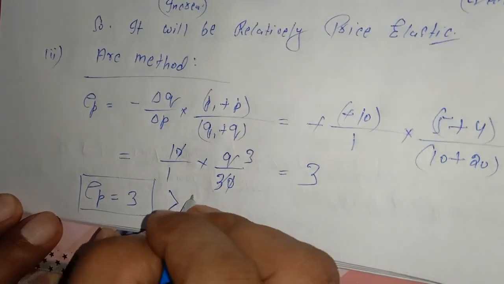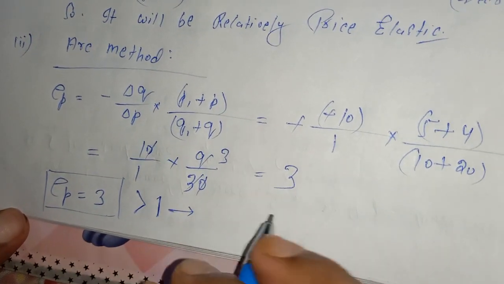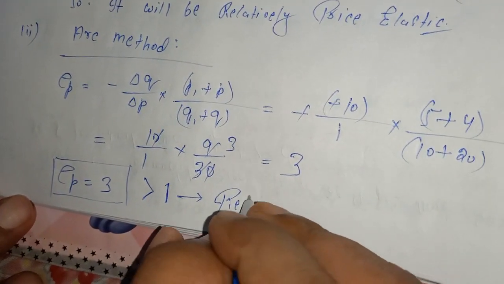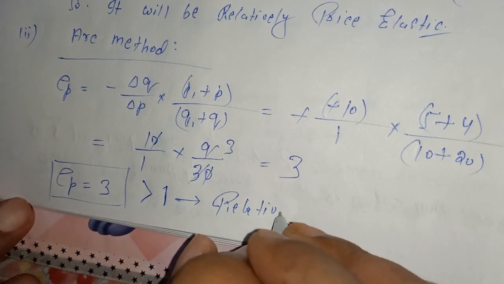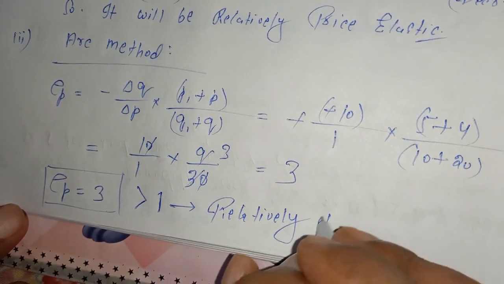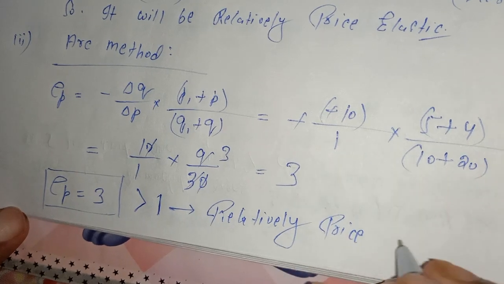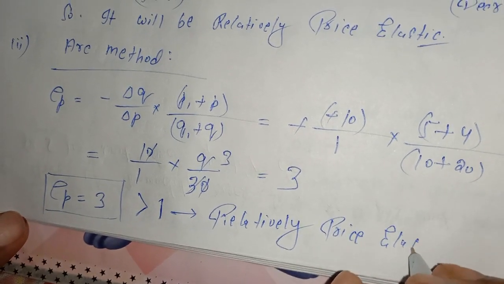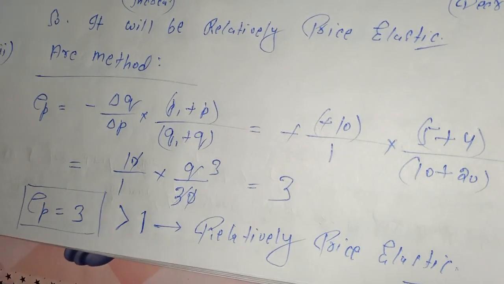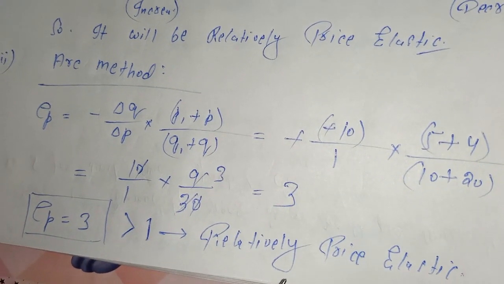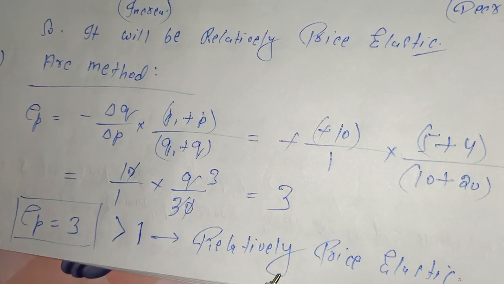This is greater than 1, so it will be relatively price elastic. Clear? So these are some of the numericals on price elasticity of demand. Thank you.